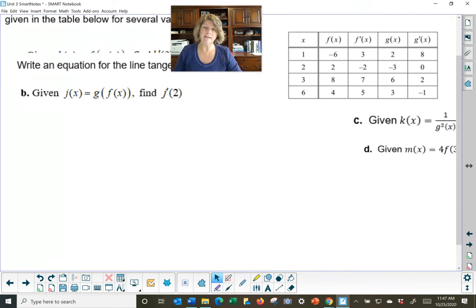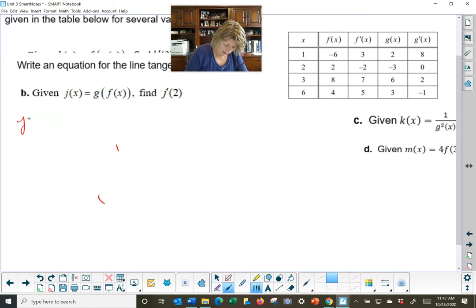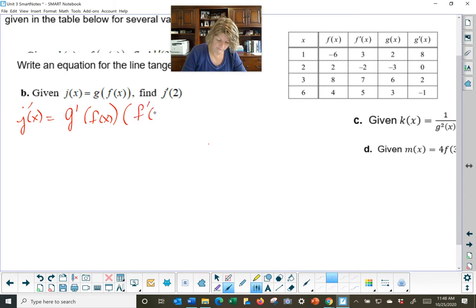j of x is defined as g of f. So let's do j of x equals, we can do the derivative. j prime of x is equal to g prime, derivative of the outer, leave the inside, because it's evaluated at u, isn't it? And then times u prime, which in this case is f prime. We want to evaluate all this happening at 2, so I should indicate 2.